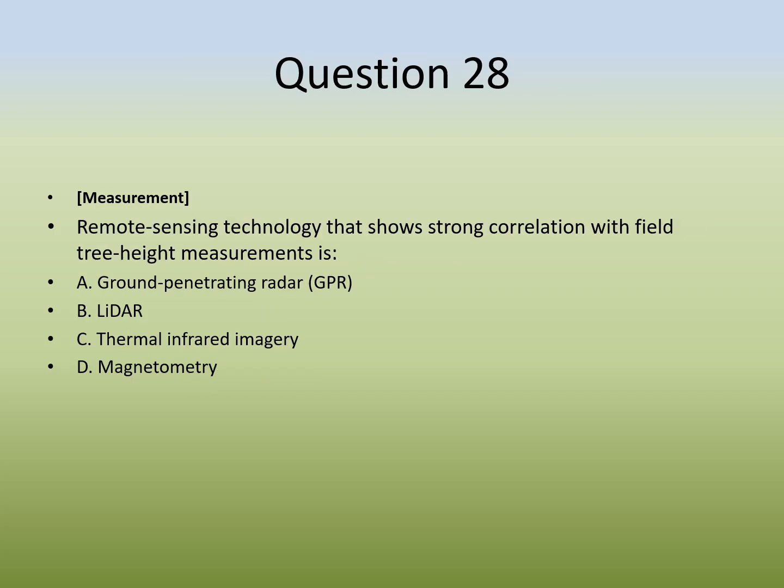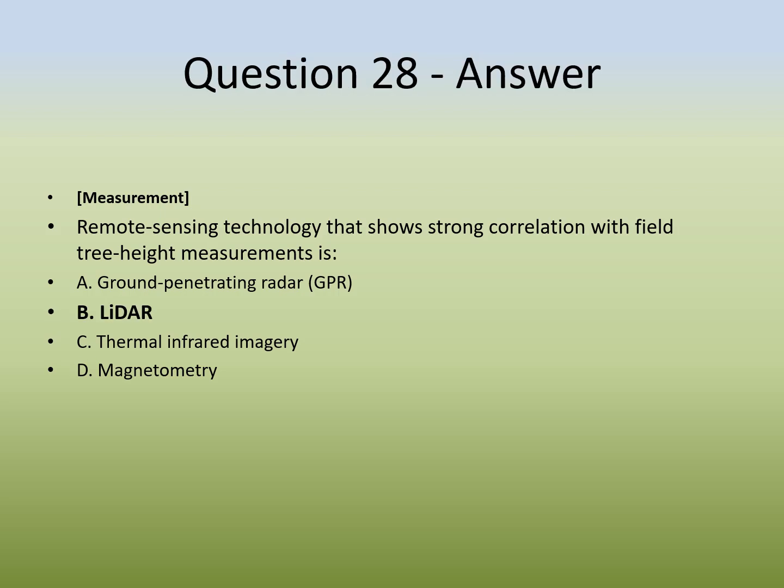Question 28. Remote sensing technology that shows strong correlation with field tree height measurements is A, ground penetrating radar. B, LiDAR. C, thermal infrared imagery. Or D, magnetometry. The answer is B, LiDAR.